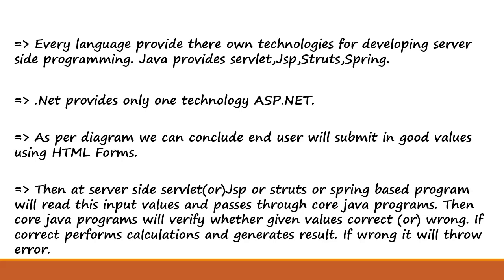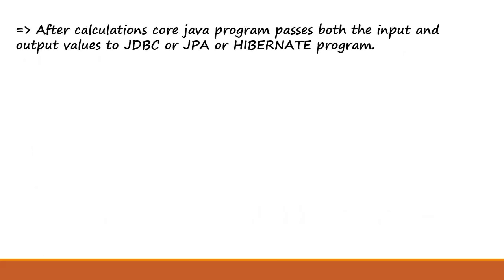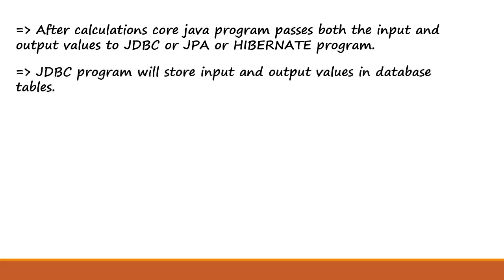Then core Java programs will verify whether the given value is correct or wrong. If correct, it performs calculations and generates the result. If the given value is wrong, it will throw an error. Whatever we have discussed by seeing the diagram, everything I have written in these slides, you can take it. After calculations, the core Java program passes both the input and output values to a JDBC or JPA or Hibernate program. The JDBC program will store input and output values in database tables.